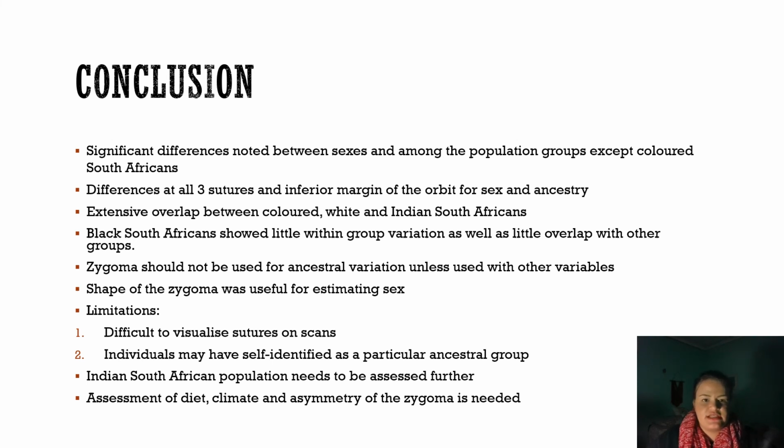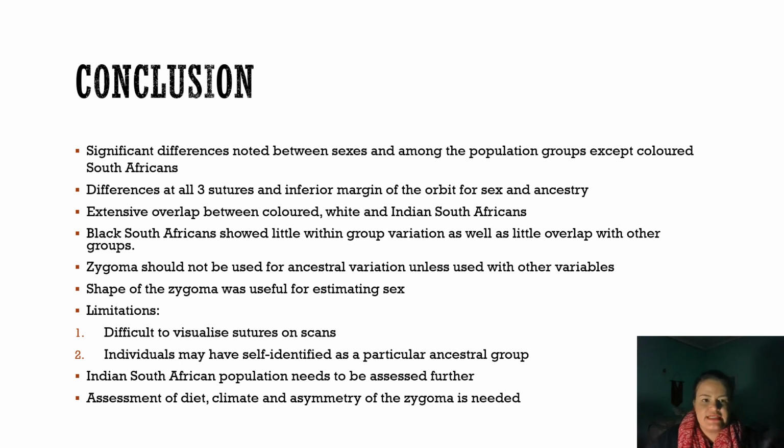Classification accuracies using linear discriminant function for sexual shape dimorphism and ancestral variation of the zygoma indicate that the shape of the zygoma may not be useful in classifying an unknown individual according to ancestry and should only be used in conjunction with other methods. However, the shape of the zygoma would be useful for estimating sex.